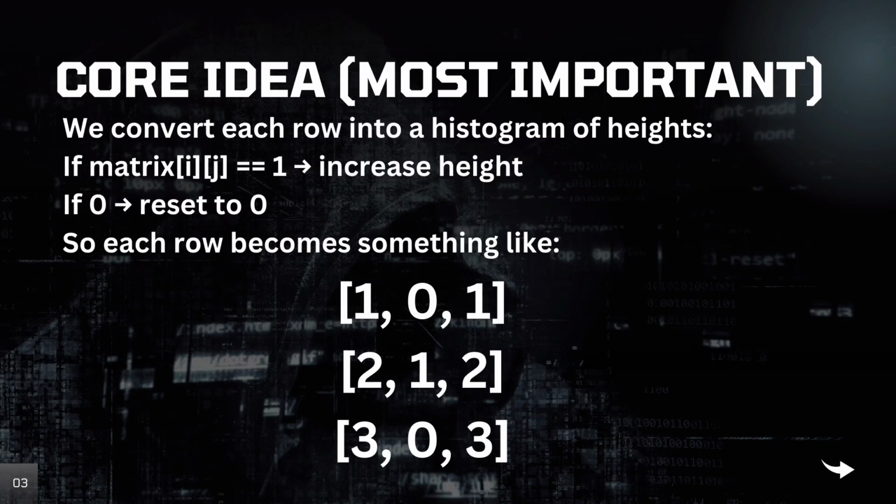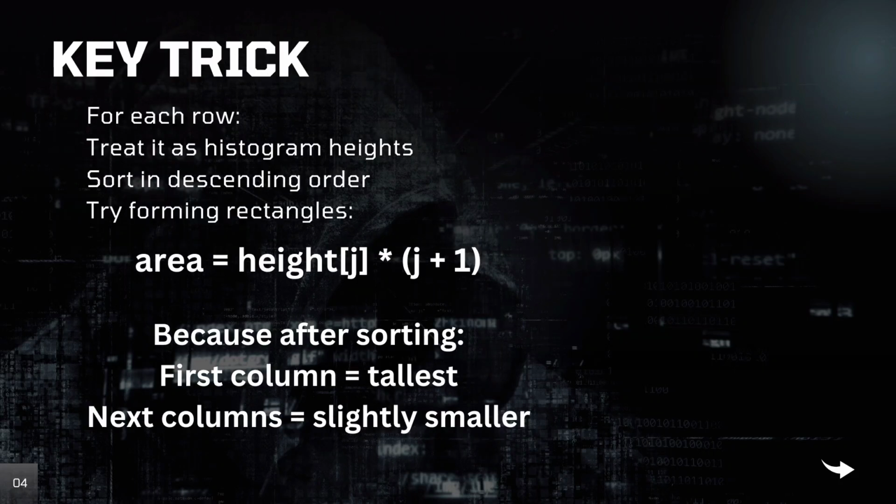Let's discuss the core idea here, that is the most important part of our video. We have to convert each row into a histogram of heights. If matrix[i][j] is equal to 1, increase the height. If 0, reset to 0. So each row becomes something like this. Now that's our key trick.